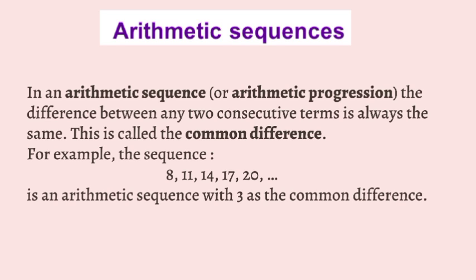I am Azara Muadifa. We'll continue the presentation. Now we will discuss arithmetic sequence. In an arithmetic sequence, or arithmetic progression, the difference between any two consecutive terms is always the same. This is called the common difference. For example, the sequence 8, 11, 14, 17, 20 is an arithmetic sequence with 3 as the common difference.